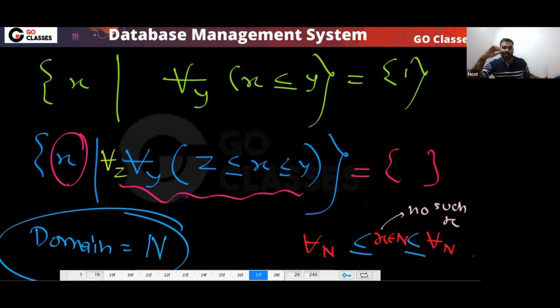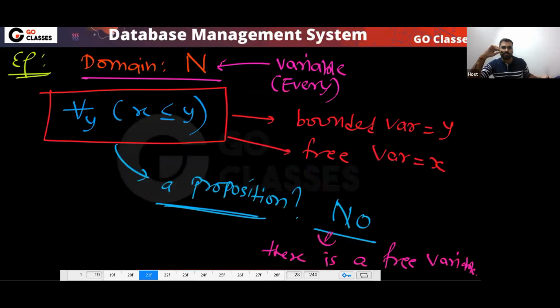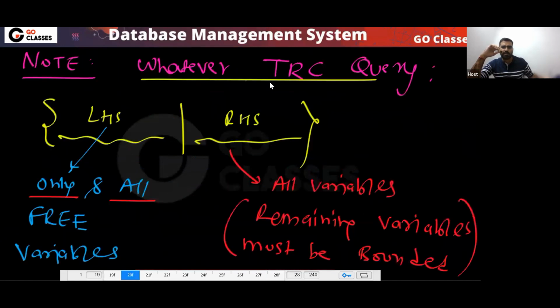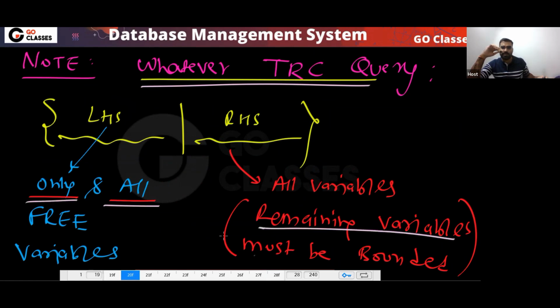So is this clear to everyone? Mavit, is your doubt clear? Whatever TRC query you take, on the LHS you must have all and only free variables, and all the remaining variables must be bounded. Is your doubt clear? Mavit is saying crystal clear. Anyone else?